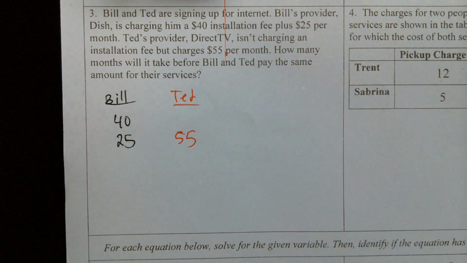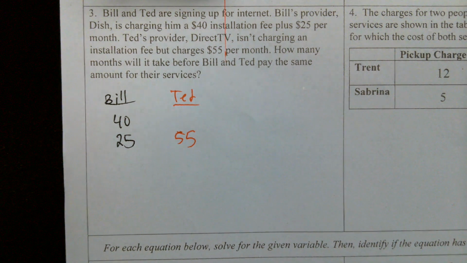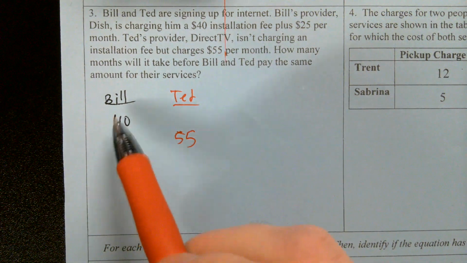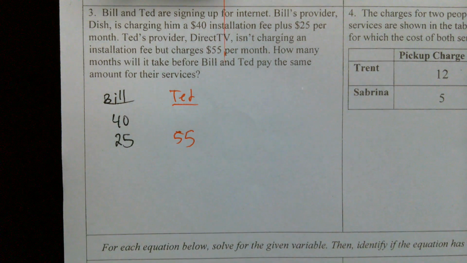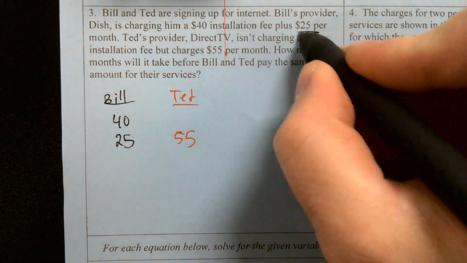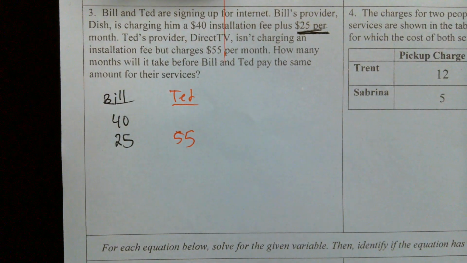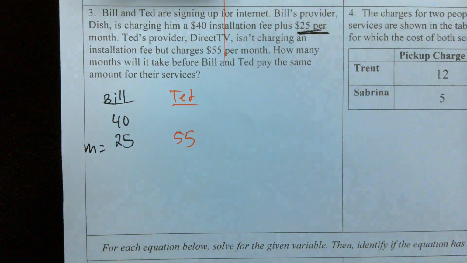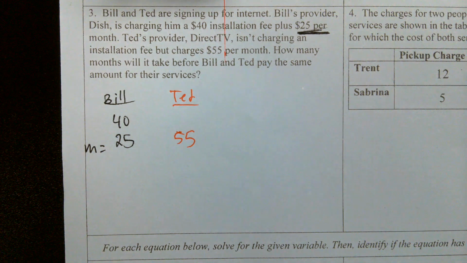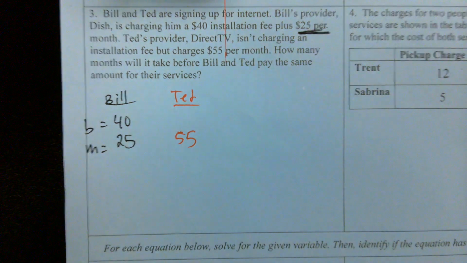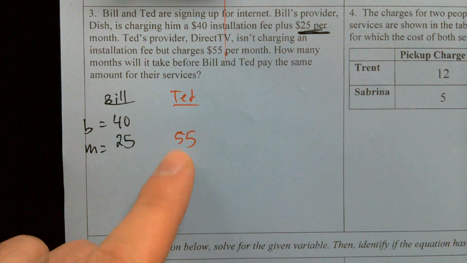This is just like worksheet 43, which you guys will be getting back before you leave today. Now, Bill's numbers are 40 and 25. Which of those two numbers is going to be my M? 25? What about 25 tells you that's my M? Per, exactly. $25 per month is a repeating number. It's always going to be my M, my unit rate. So what's 40 going to be? Your B.